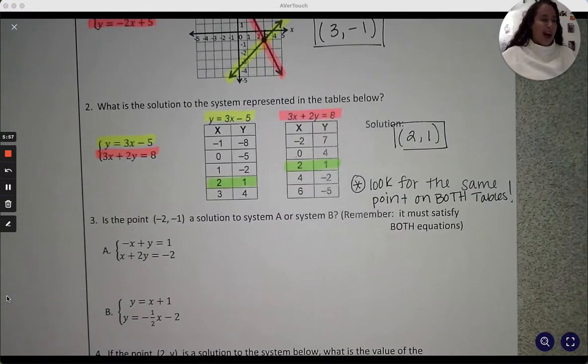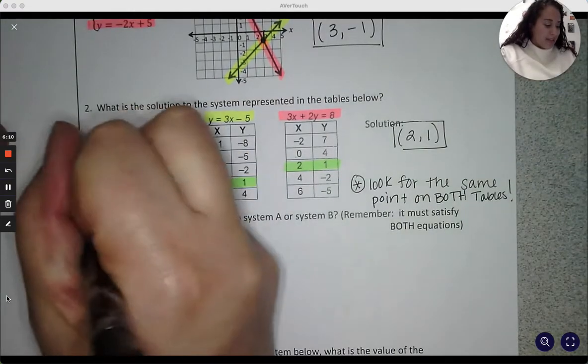For now. Okay? So looking at example 3 and example 4. I don't know if you're going to love me or hate me, but we're going to skip these.